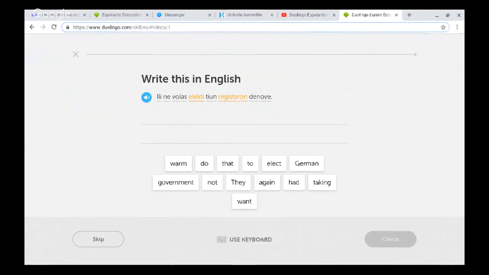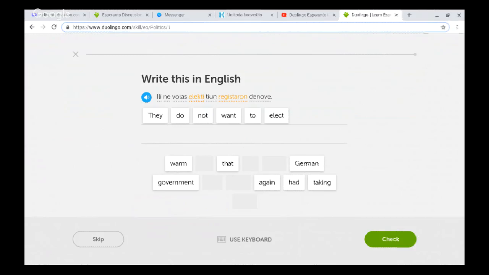All right. Ili ne volas elekti tiun registaron de novo. What does that mean? Well, it's got to start with the word "they", because we need a capital letter. Ili ne volas elekti. They do not want to elect. Tiun registaron de novo. That government again. And notice that tiun registaron is accusative because elekti is an action and we're doing it to that government.